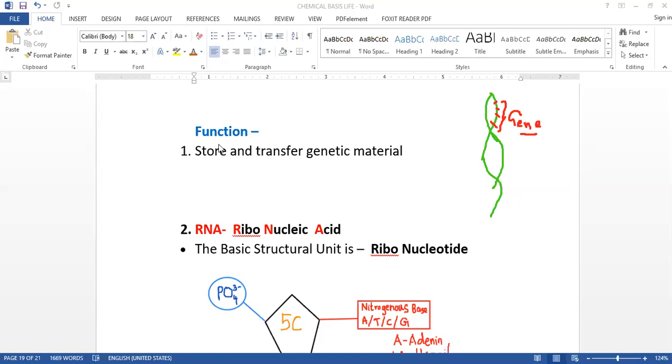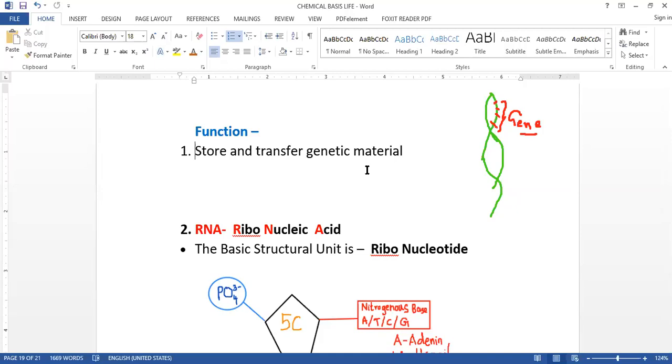So the function of this DNA is to store and transfer genetic material. Storing genetic material and transferring genetic material from one person to another person. For example, you know that you are born from your mother and father, and you may have nice characters of your dad and mom. So you have many characters like your mom or dad.